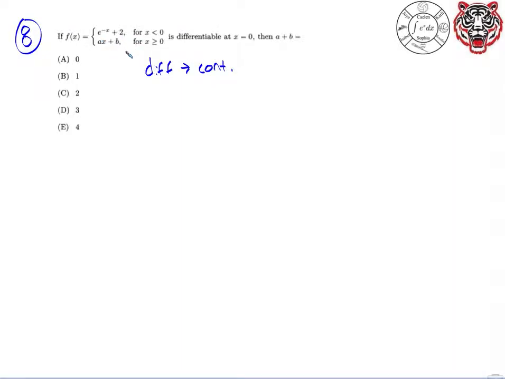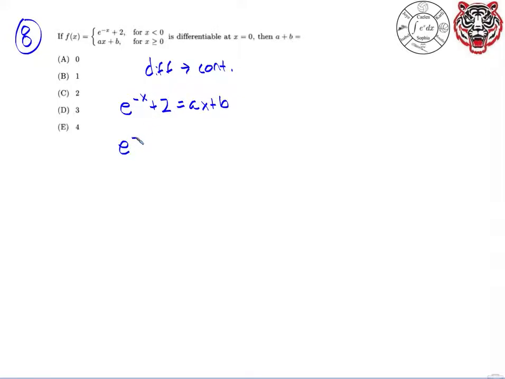So assuming it's continuous, what do we know about this top function and the bottom function? What can we do with it? They equal each other. e to the negative x plus 2 needs to equal ax plus b. And then what are we going to do with these x's? We need to find a and b, so something has to happen with our x's. Plug in 0. And what do we call 0 in our class? Starts with an S, suspect point. Exactly. So we're plugging in our suspect point of 0.